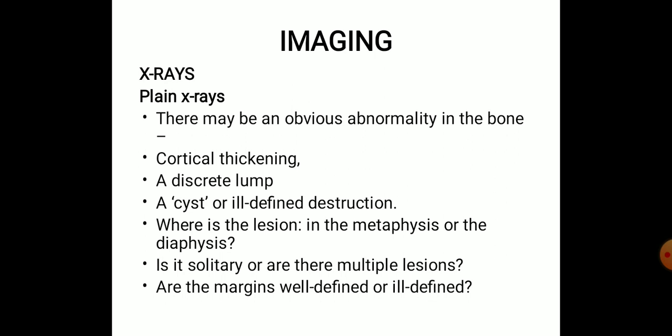Next is imaging techniques. The first and foremost imaging technique is the X-ray. Whenever we talk about the musculoskeletal system, any pathologies in the musculoskeletal system are easily identified by X-rays. So we will be going for plain X-rays. There may be obvious abnormalities in the bone. As in any of the pathologies relating to the bone, in tumors also we have some abnormalities which can be found.